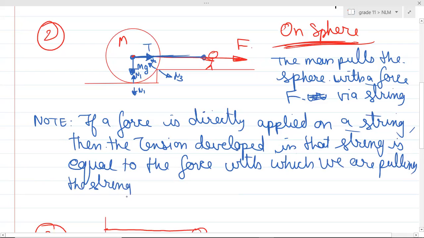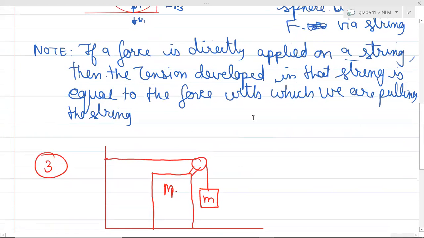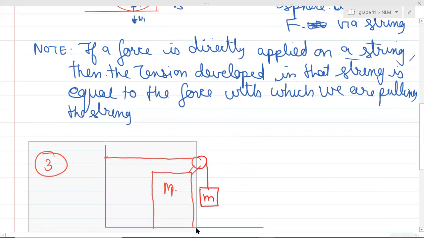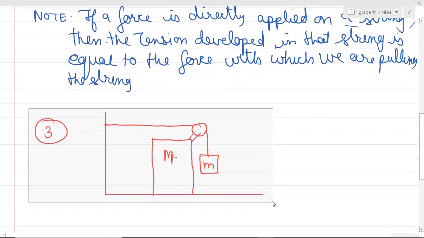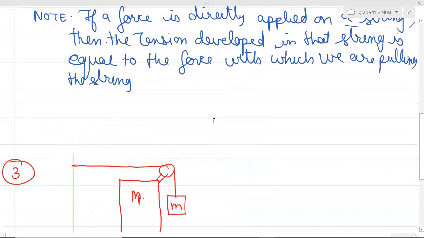Are you getting my point, guys? So basically, you will not draw this T over here. You'll just directly draw, if this man is pulling with force F, then the tension will be equal to the force F. Is this clear? Is this clear, guys? Yes, sir. Okay. So this was the point which we needed to talk about.